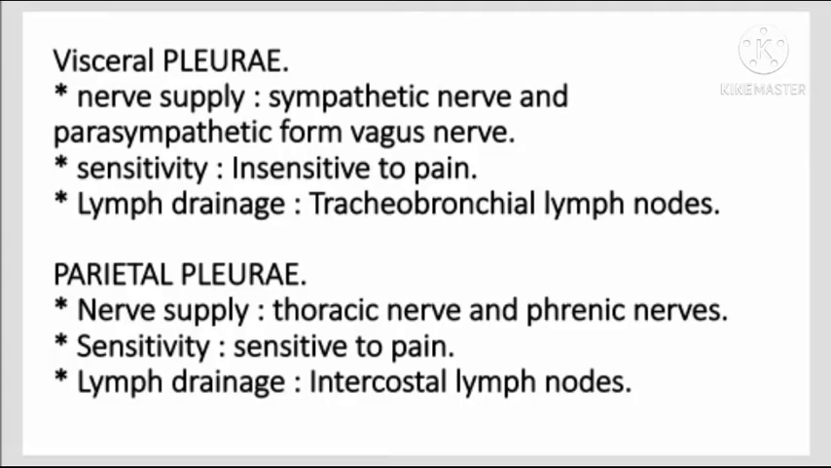Visceral pleura nerve supply is sympathetic nerve and parasympathetic from the vagus nerve. It is insensitive to pain. Lymph drainage is to the tracheobronchial lymph nodes. Parietal pleura nerve supply is the thoracic nerve and phrenic nerve. It is sensitive to pain. Lymph drainage is to the intercostal lymph nodes.